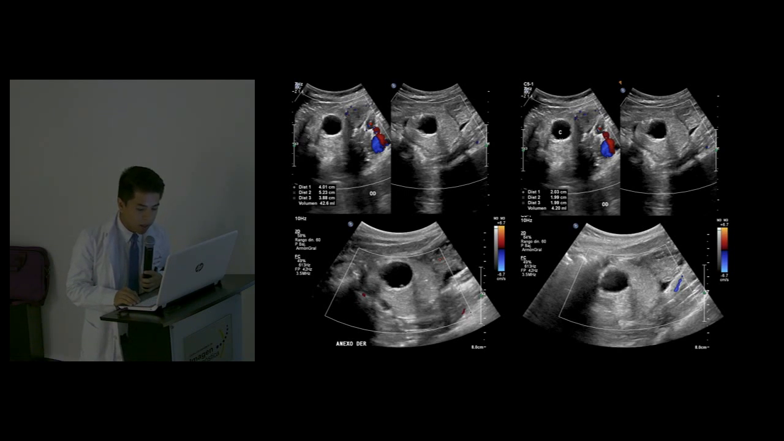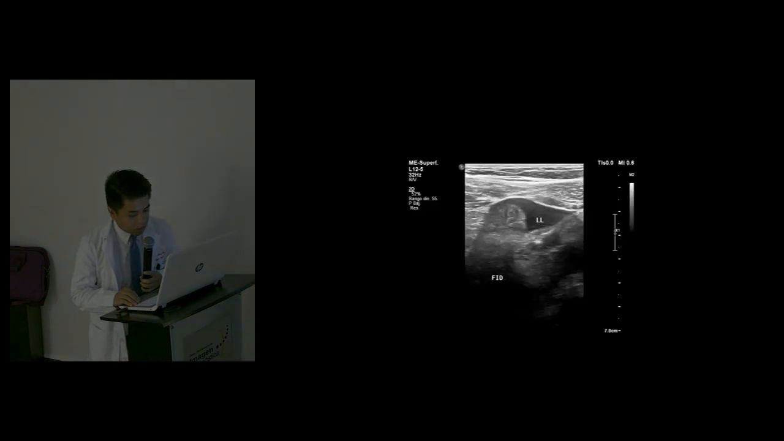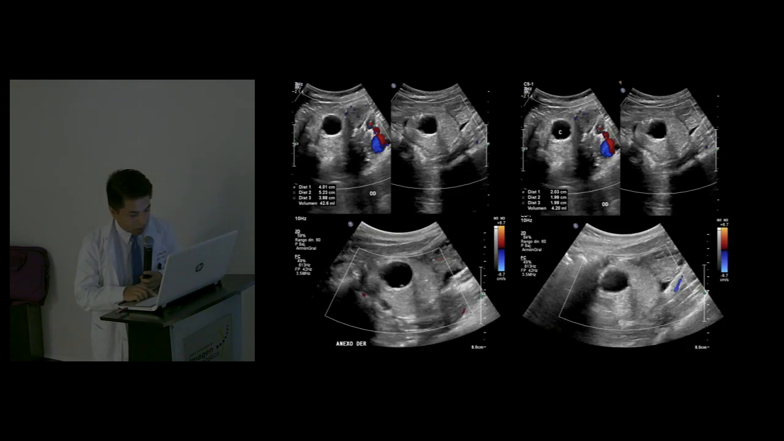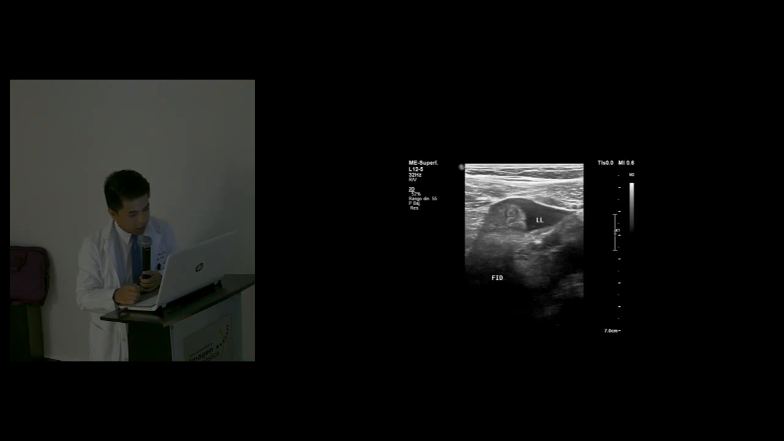This was related to a corpus luteum cyst. Also, in Doppler exploration we didn't show flow in the ovary. And we also made a FAST ultrasound, where we found free fluid observed in the right iliac fossa.